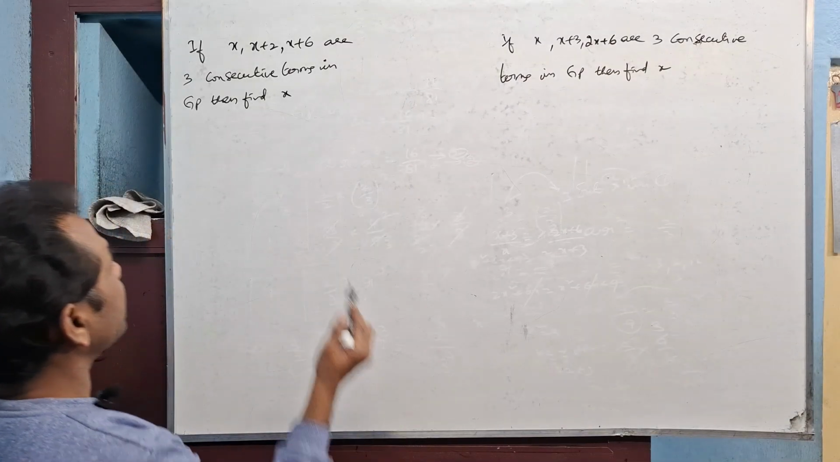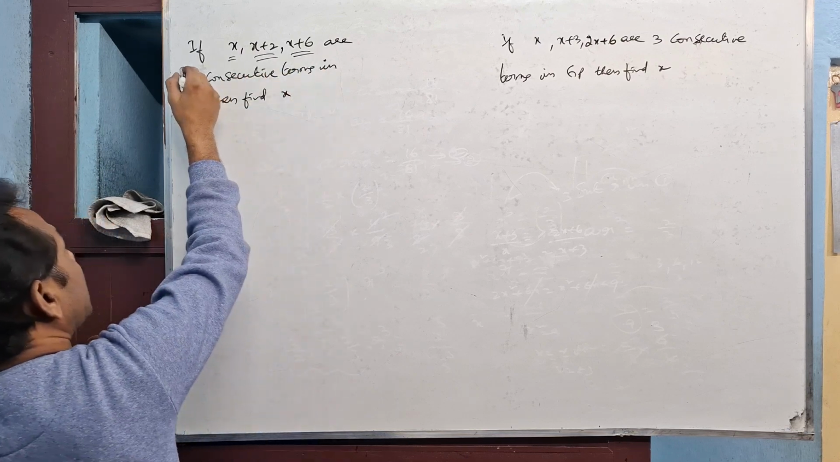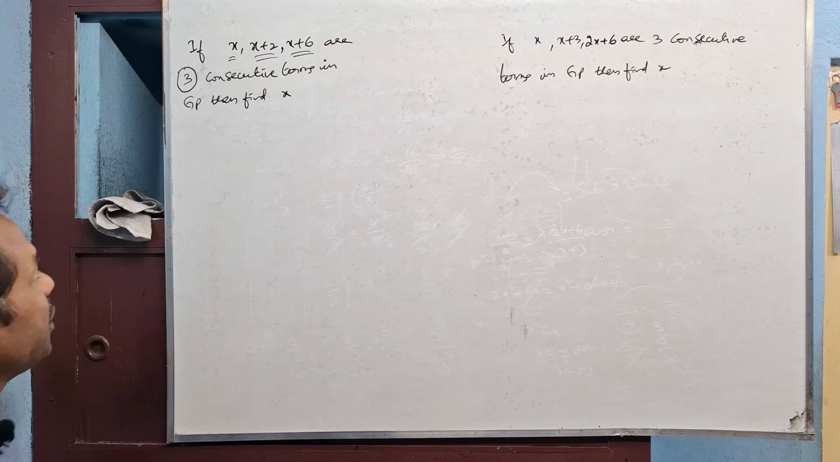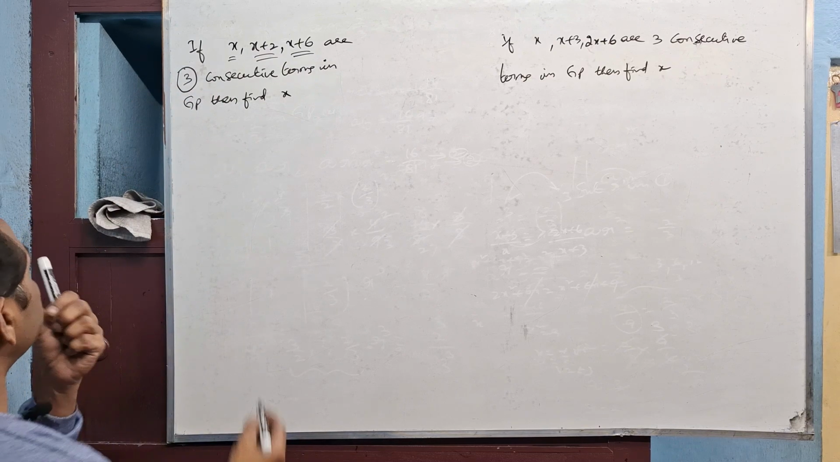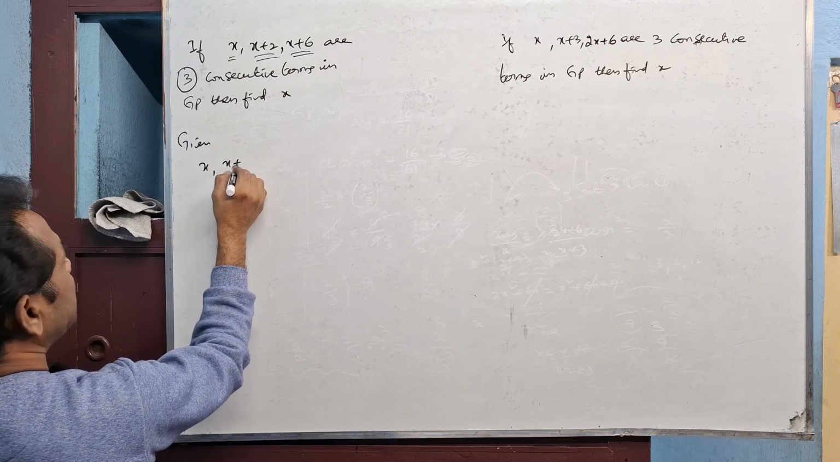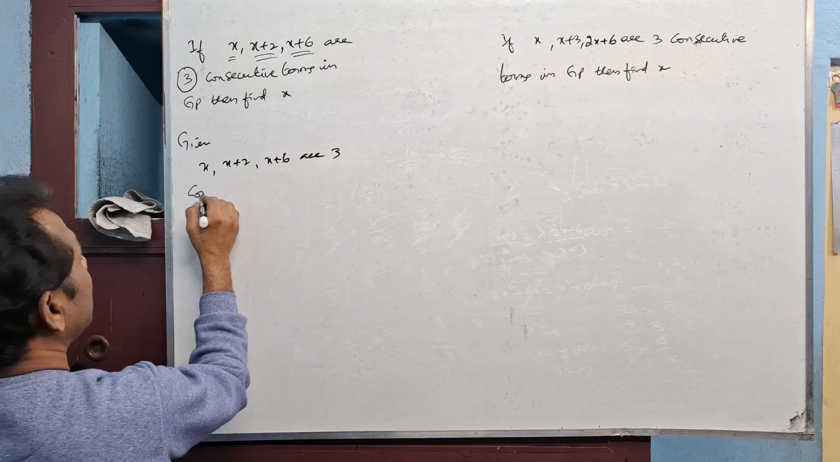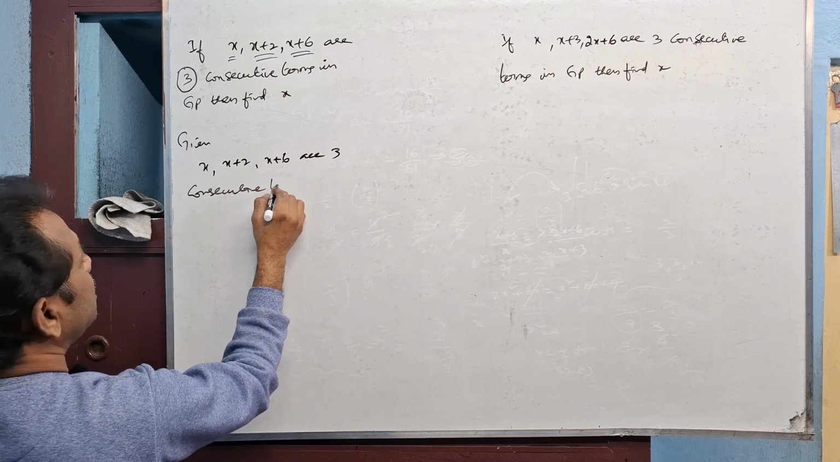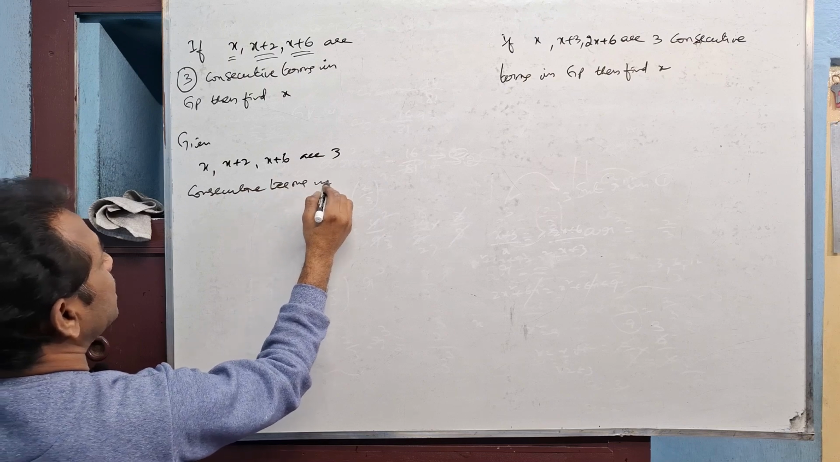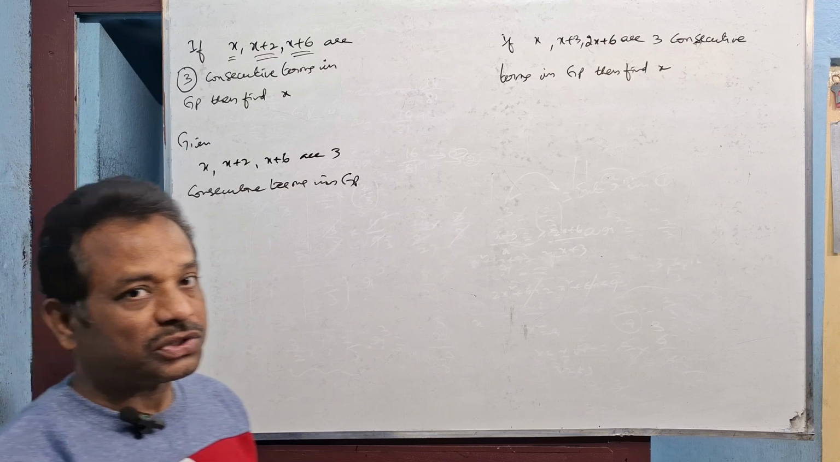In this question, it is given that x, x plus 2, x plus 6 are 3 consecutive terms in GP and we need to find the value of x. Given x, x plus 2, x plus 6 are 3 consecutive terms in GP. So therefore, in the GP, the common ratio is same.